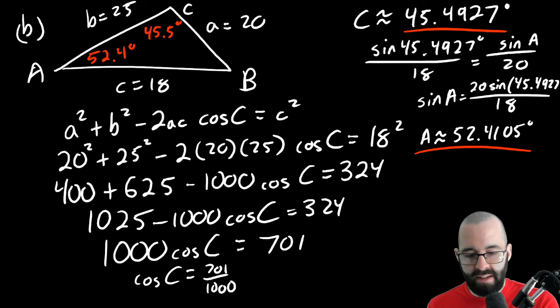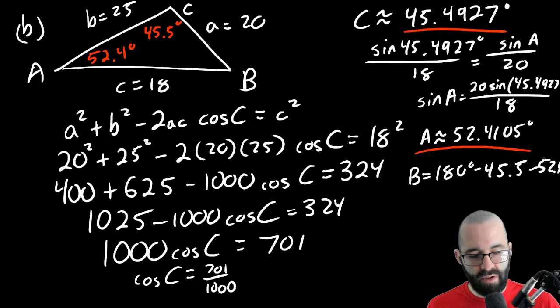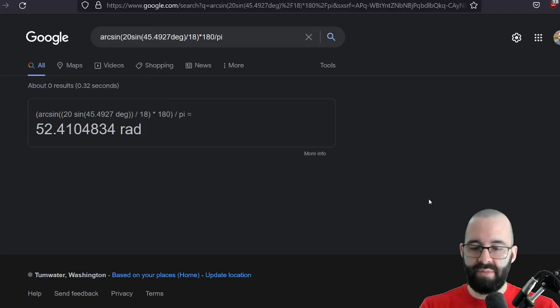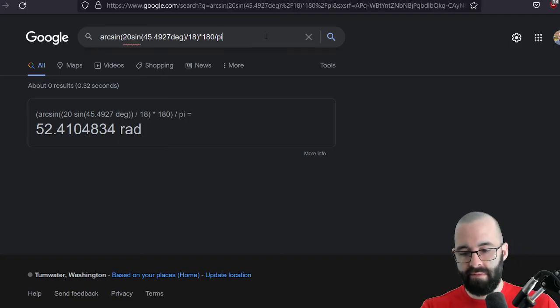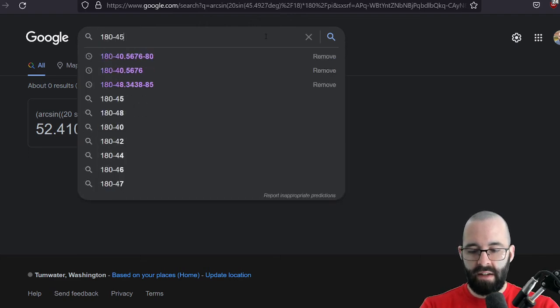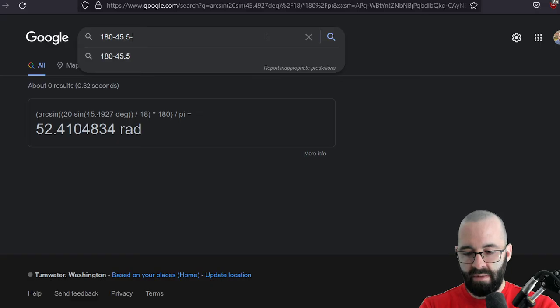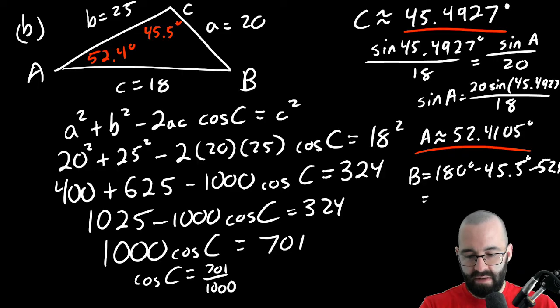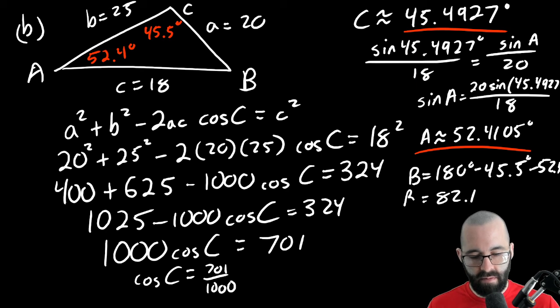Well, the last angle is easy. The last angle, B, is just going to be 180 degrees minus 45.5 minus 52.4 degrees. It's about 82.1. Here we go.